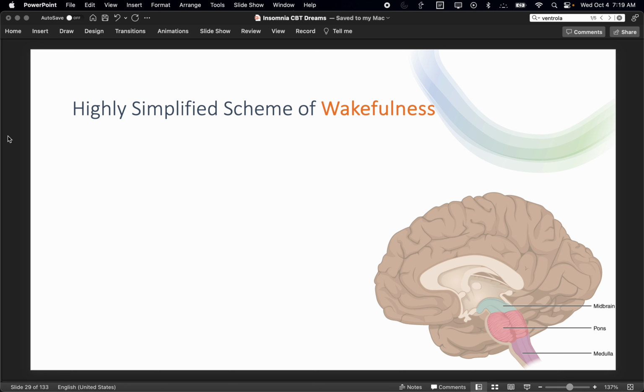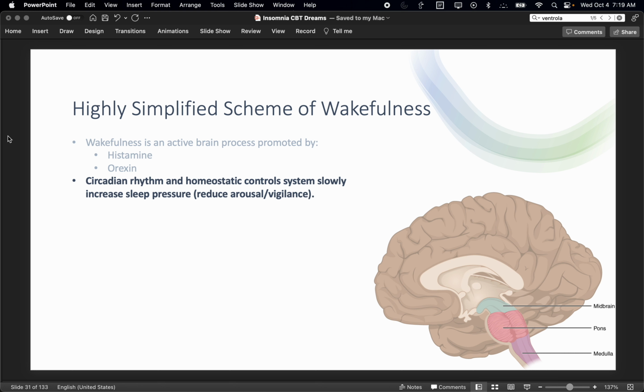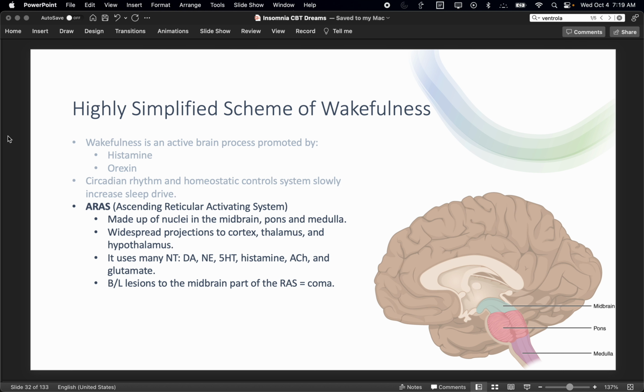So here is the highly simplified scheme of wakefulness. Remember, wakefulness is an active process. You have histamine and orexin neurons that are widely projected across the brain and promoting wakefulness. So histamine promotes wakefulness, orexin promotes wakefulness. Circadian rhythm and homeostatic control systems slowly increase sleep pressure to reduce arousal and vigilance as the day goes on.